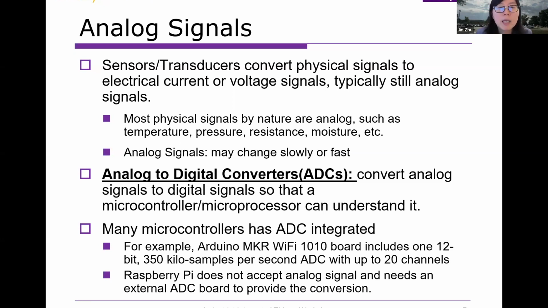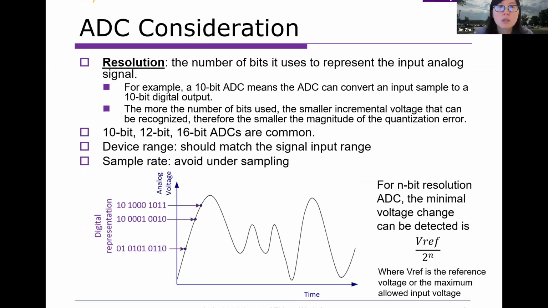But Raspberry Pi itself does not accept analog signals and needs some external ADC board attached to the Raspberry Pi so that it can work with them. All right. So, we talk about the 12-bit. What does that mean here? 12-bit ADC. The number of bits is used to represent the input analog signal. We talk about bits all the time.